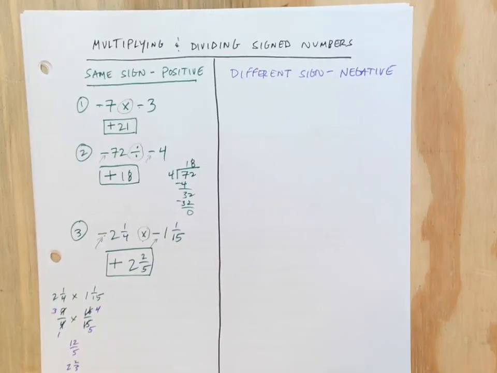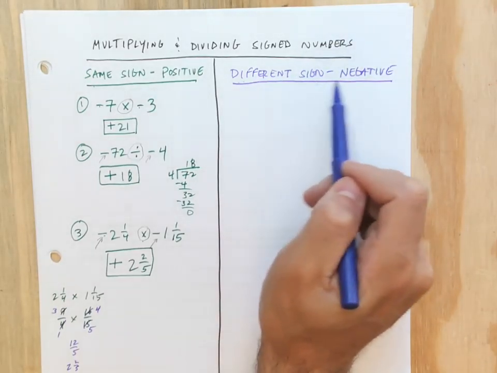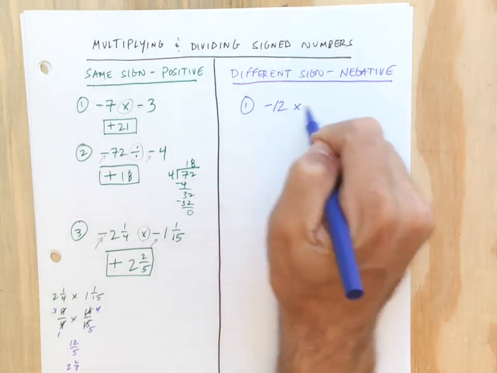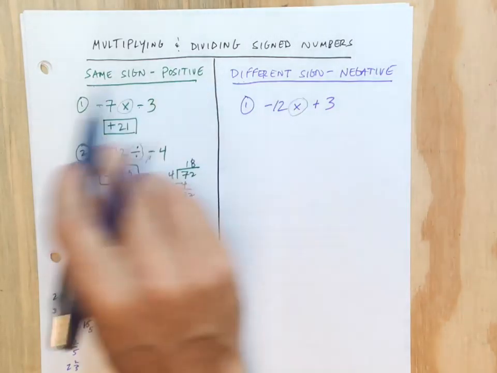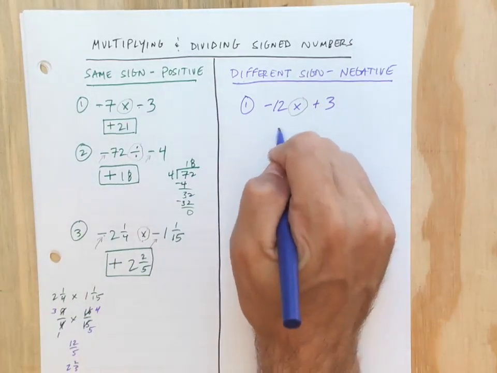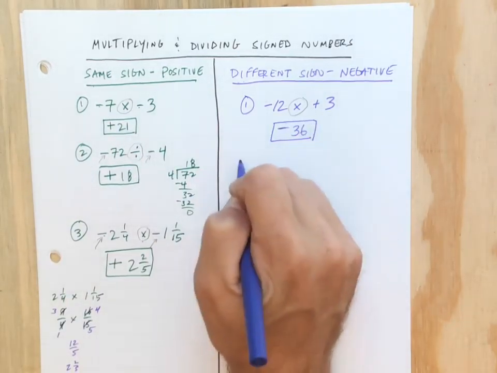Let's look at when the signs are different. If the two numbers you're multiplying or dividing are different signs, one is positive, one is negative, then the answer is negative. So -12 times +3. I'm multiplying. The signs are different. I have a negative and a positive. So my answer is going to be negative, and 12 times 3 is 36.